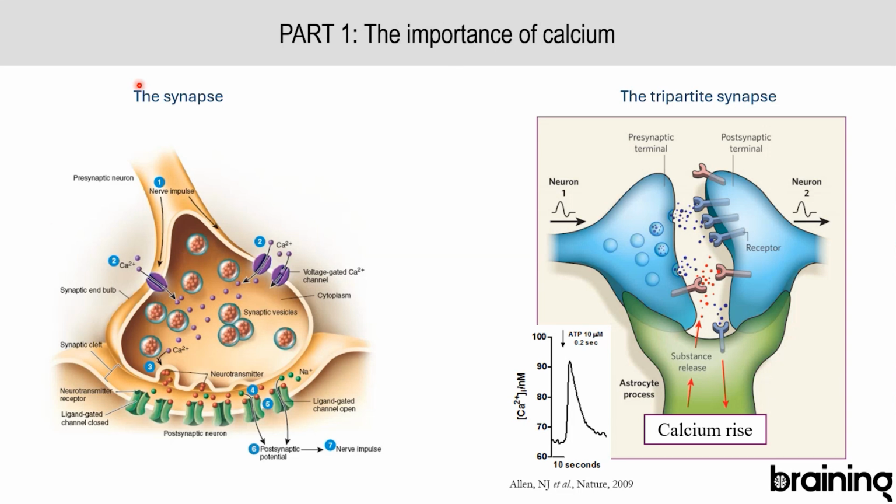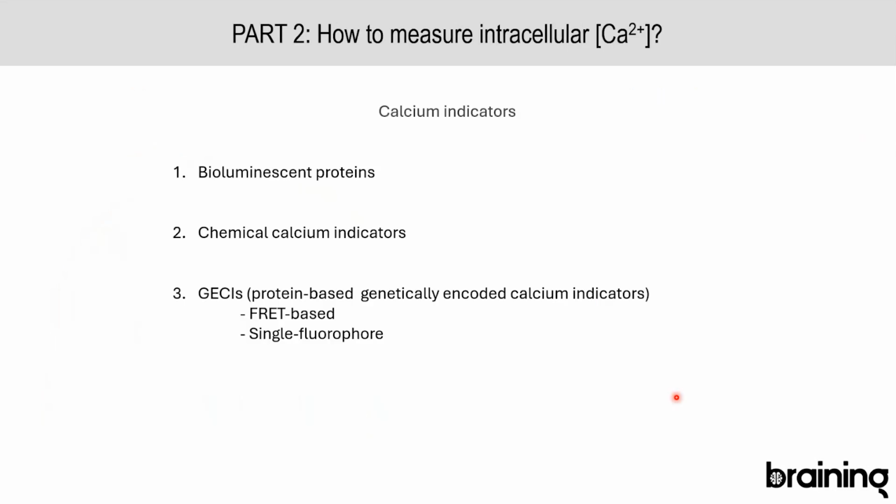Okay, so calcium has a very important role in the more classical synapse, but it also has a very important role in glial cells, such as astrocytes. So it's really important. This is a very, very broad overview of the importance of calcium for the central nervous system, not only in neurons, but also in glial cells. Okay, so at a certain point, we need to find a way to quantify this calcium signaling in the neuronal cells and the glial cells.